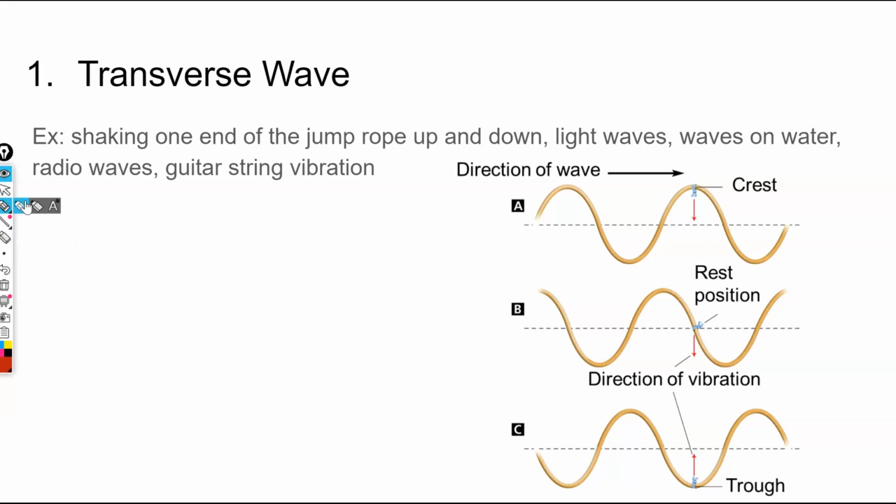Now again, when we keep talking about transverse waves, I talk about the jump rope as an example of up and down. Some other examples are light waves, waves on water, radio waves, and guitar strings. Looking at it again, the crest and the trough, here is the direction the wave is going. It's going towards the right.